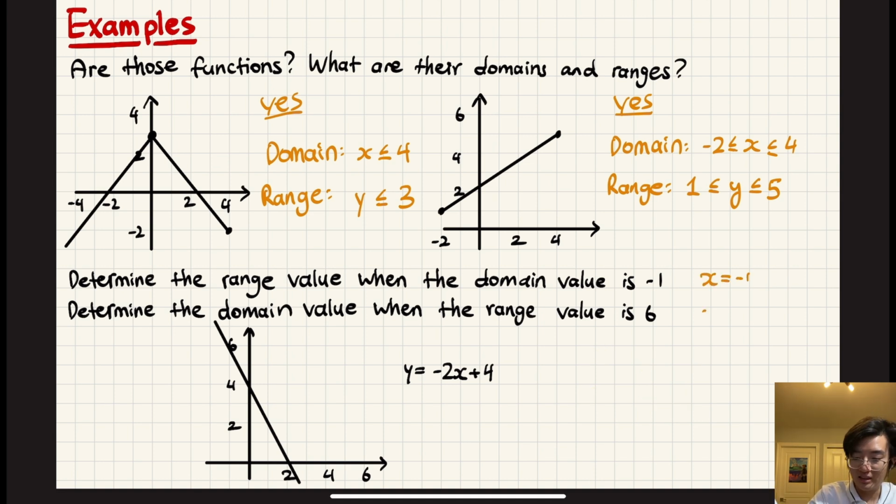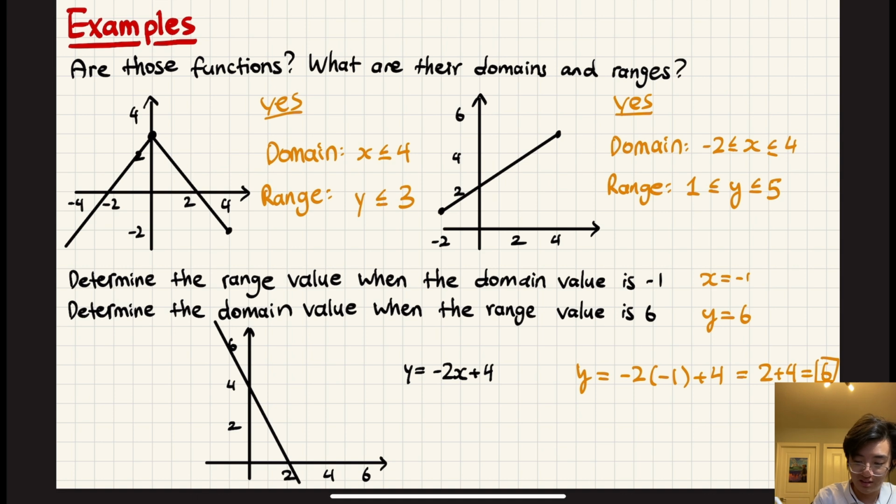Put it up here: when x is negative 1 and y is 6. So we can just plug everything in. What's the range value? y equals negative 2 times negative 1, and a negative times a negative 1 is positive 2. So when the domain value is negative 1, the range value is just 6. In other words, when x is negative 1, y is 6.